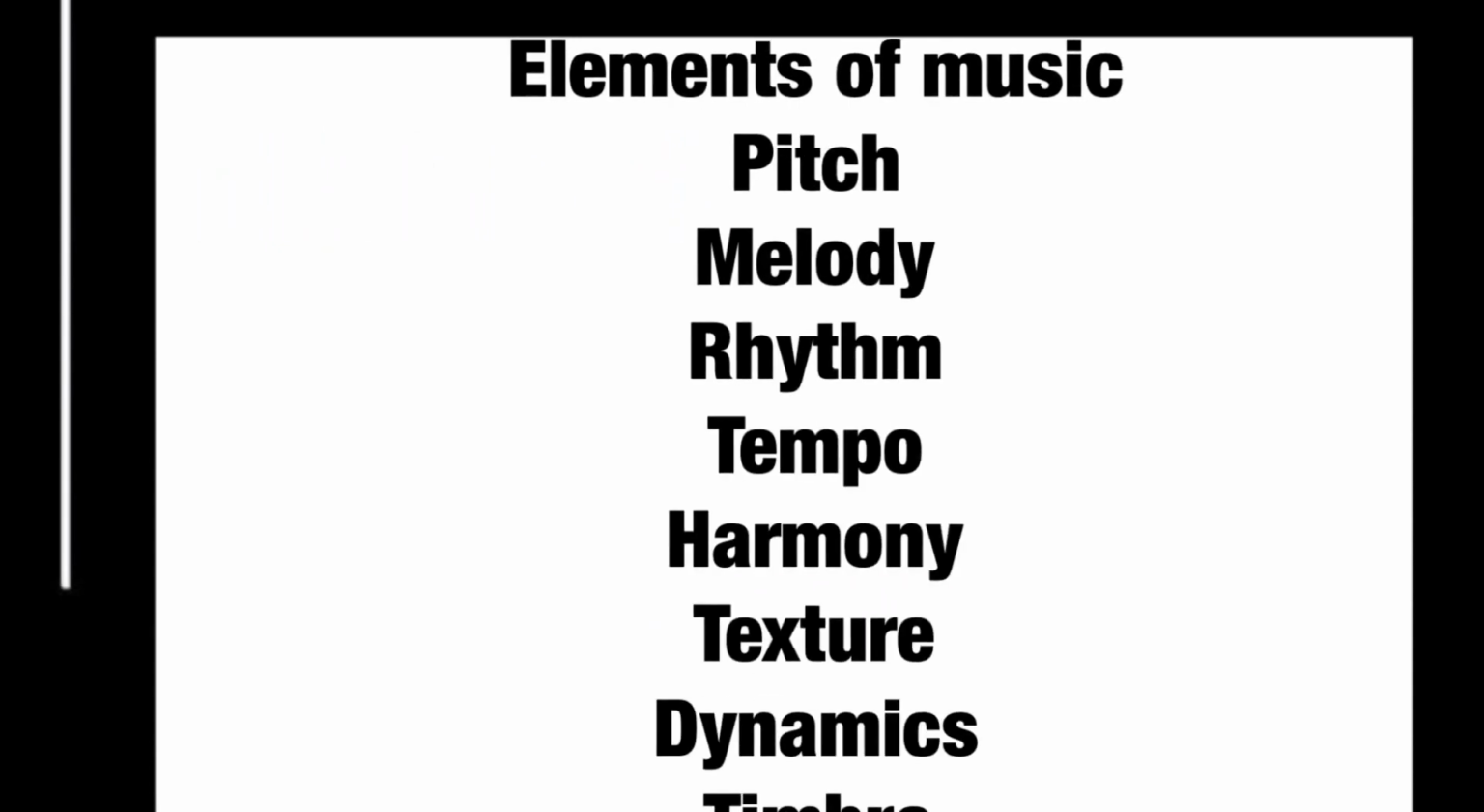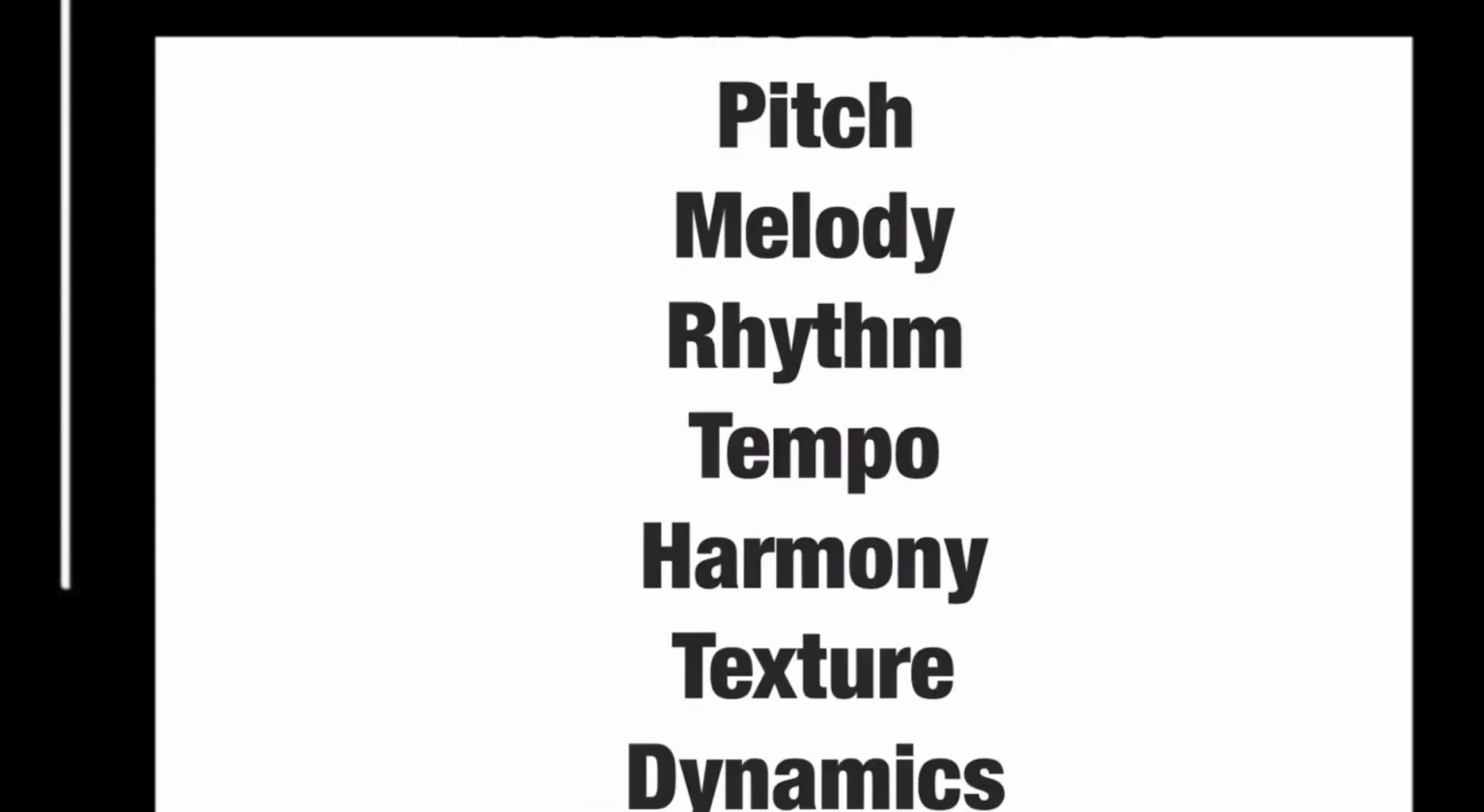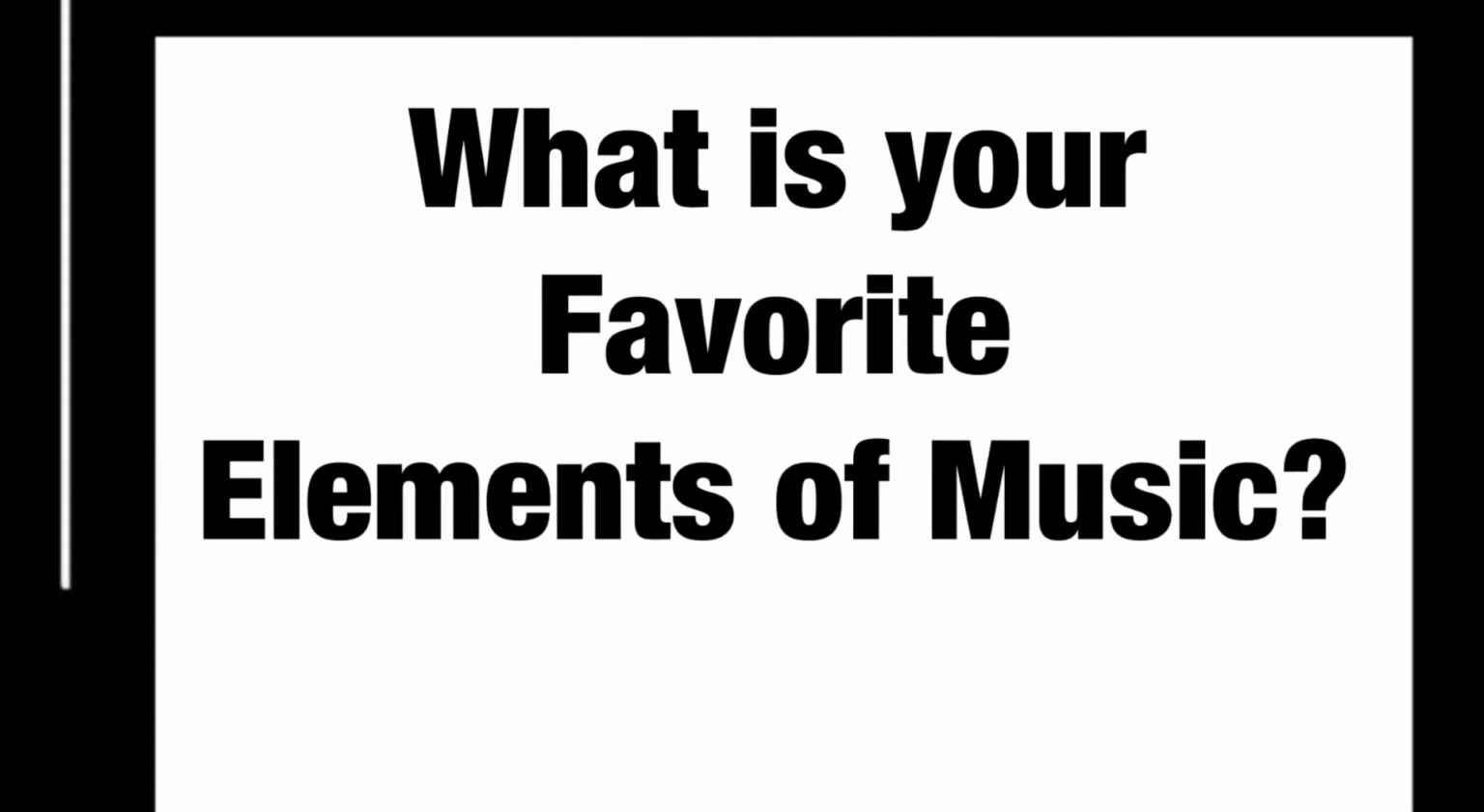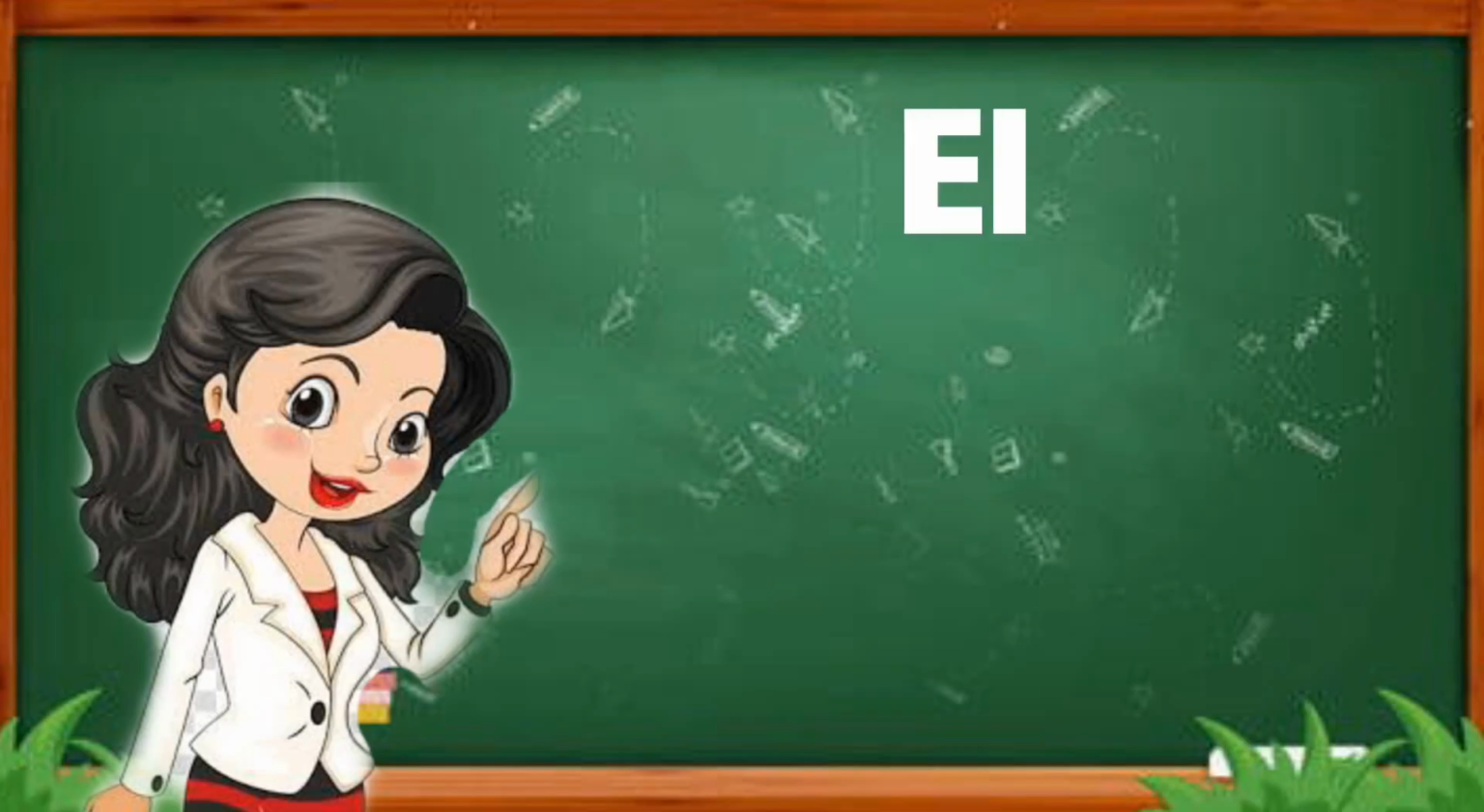To summarize everything, I've discussed 8 elements of music: pitch, melody, rhythm, tempo, harmony, texture, dynamics, and timbre. After listening to our discussion for today, can you now identify the different elements of music you can hear in a particular song? And what is probably your most favorite element of music?